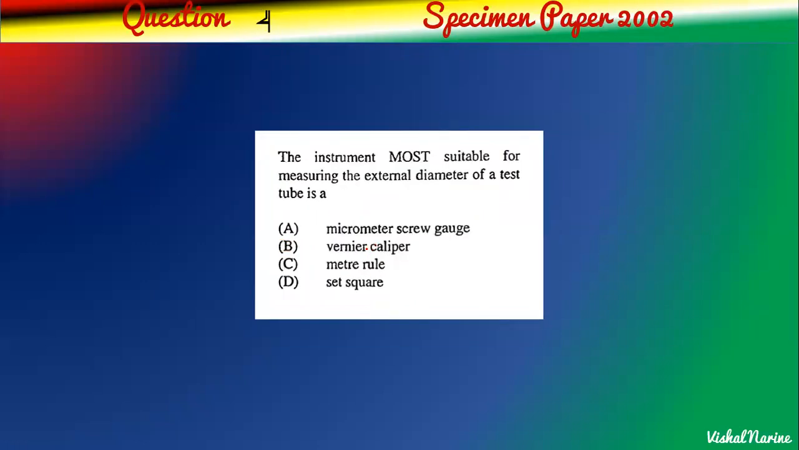Question 4, very simple question. The instrument most suitable for measuring the external diameter of a test tube. All right, so all those who have responded, I'm saying you have the correct answer there. It is the vernier caliper.